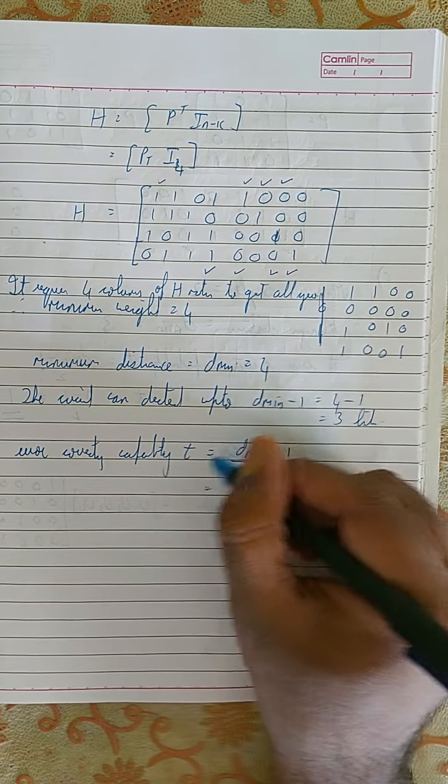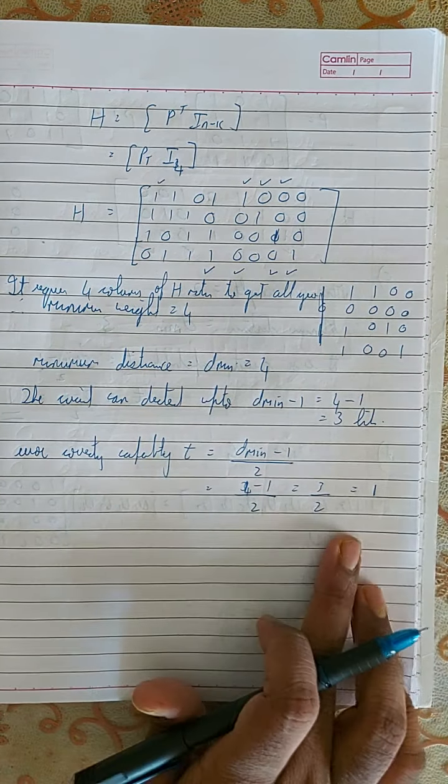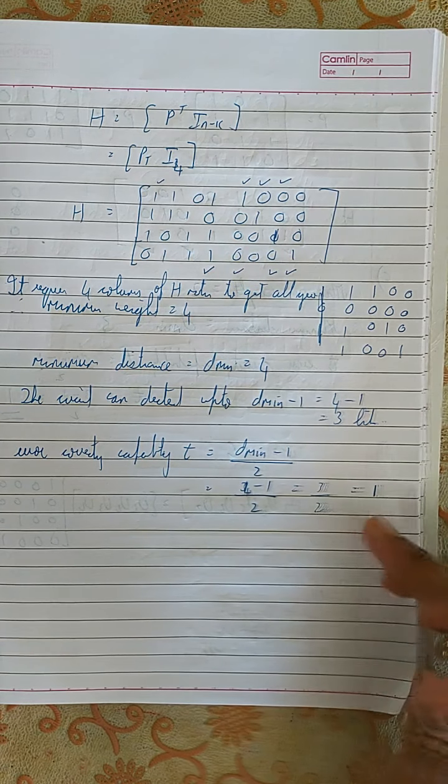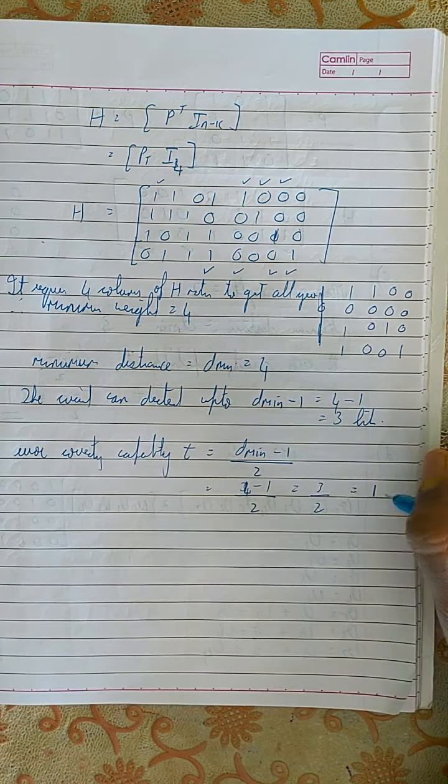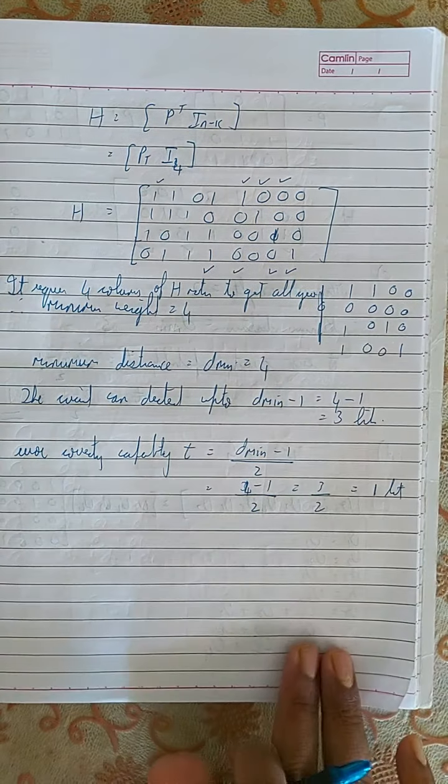t should be less than or equal to (d min minus 1) by 2. So 3 by 2 is 1.5, and you should take the next integer below that, which is 1. So 1 bit. This circuit is able to correct 1 bit.